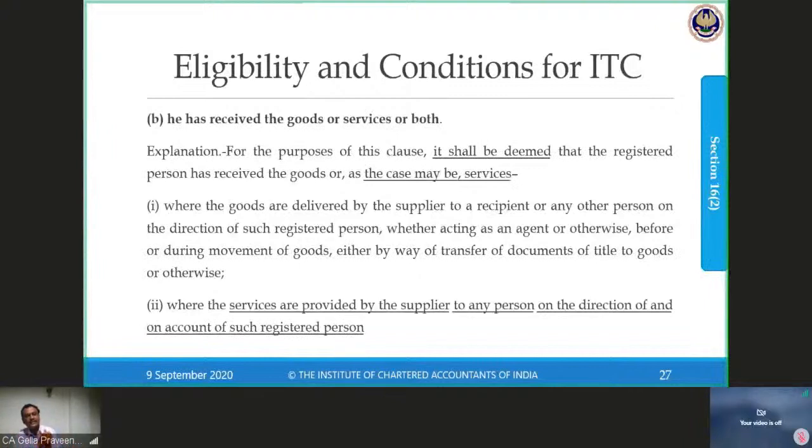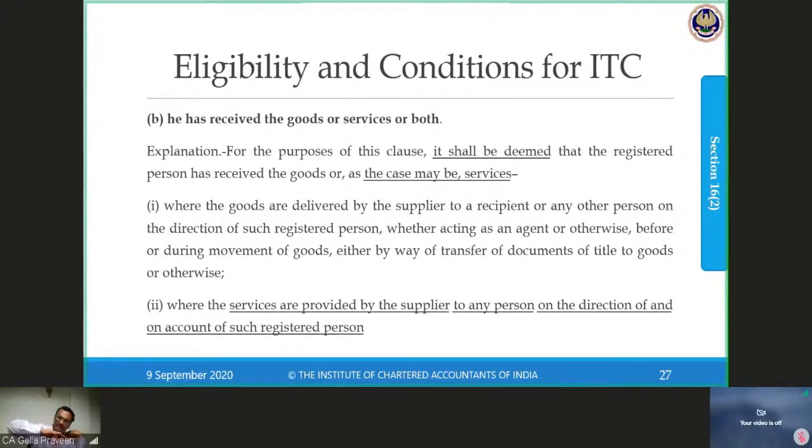Clause 2. Where the services are provided by the supplier to any person on the direction of or on account of such registered person. Now here, this is one amendment which has come in. Earlier, only for goods, I could get into this bill to ship to model. Now, even services. If my supplier, the service provider, is there in, say, Chennai, I am there in Mumbai, my customer is there in Kerala. What will I do? Say I'm into this networking business. I have got a client from, say, Kozhikode. In Kozhikode, there is one electrical installation to be done where a network issue has to be settled.